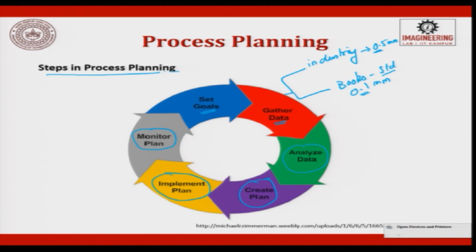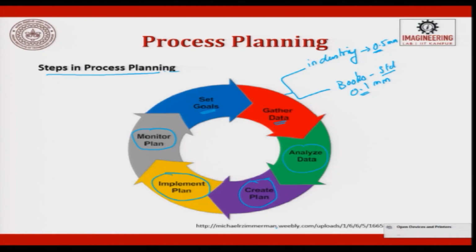So, set goals, then gather data, analyze the data, then you create the plan. If you look at it, data, information, knowledge, okay, create the plan, implement the plan. When you create a plan, you will have 6 or 7 different ways of doing it. So, you will choose the best and implement one and see. Whatever you have implemented, 1 out of the 6 was done. Now you will try to monitor whether your choice was right, and if it is right, you keep going. If it is wrong, again reset. Okay. So, these are the steps which are involved.